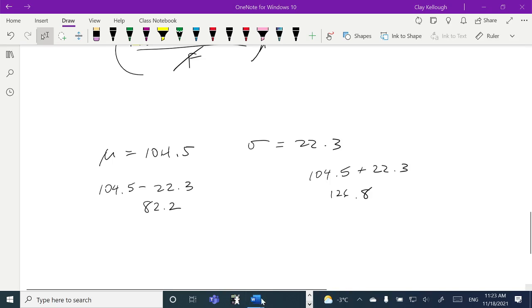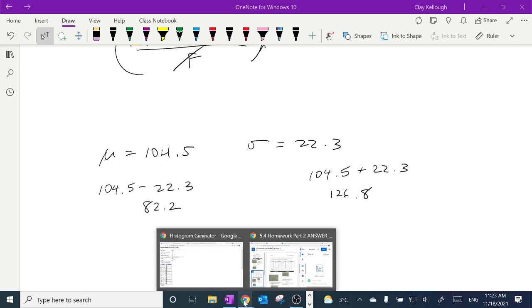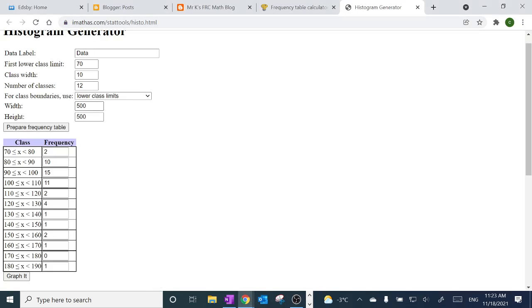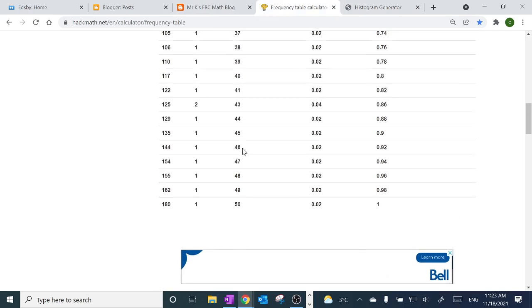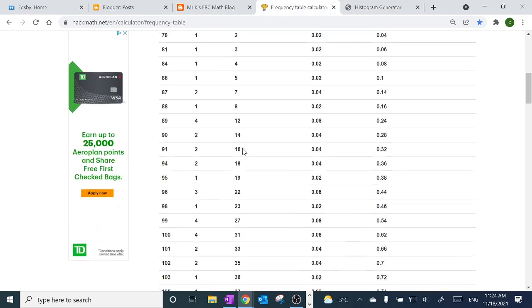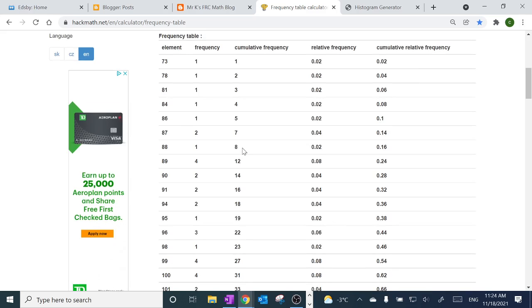Okay, on the histogram generator, you can just say how many are between 83 and 126. Actually, this one doesn't help. You've got to go back to the regular one. So how many of them are between 82.2? You can't count 82, so you have to start at 83. Can't count 127 because you don't quite get there. So how many are 83 to 126?